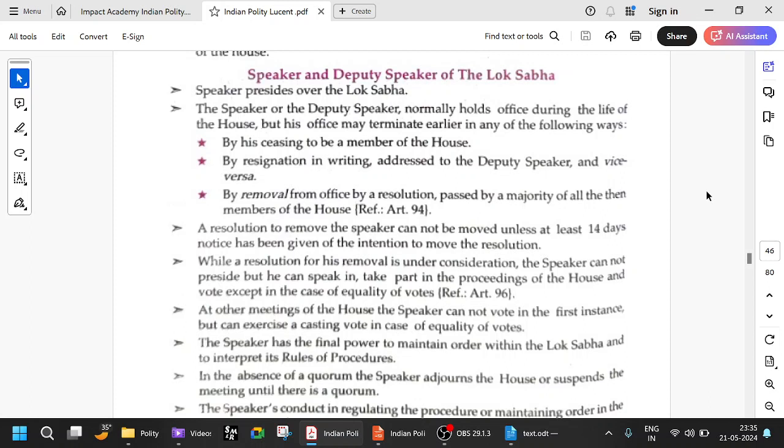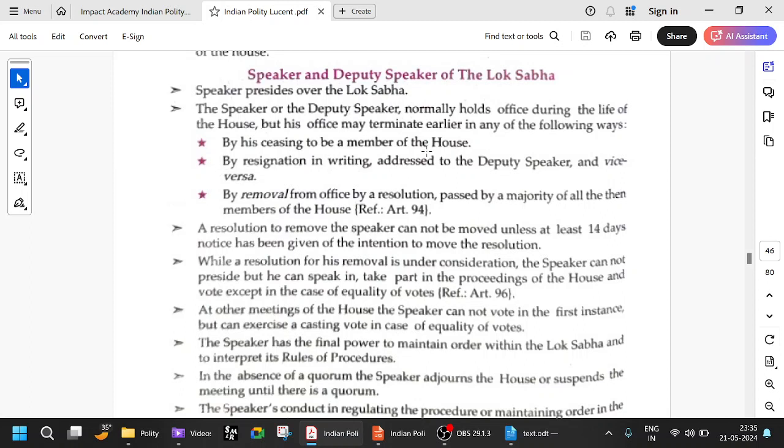So today let us continue with Indian Polity. Speaker and Deputy Speaker of the Lok Sabha. The Speaker presides over the Lok Sabha. The Speaker or the Deputy Speaker normally holds office during the life of the House, but his office may terminate earlier in any of the following ways.